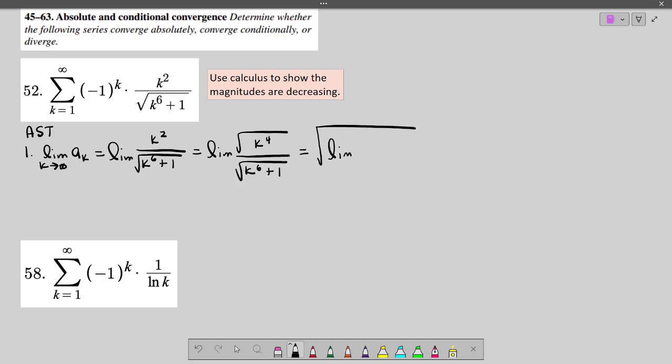In other words, you could distribute the limit to the inside. And you'd have k to the 4th over k to the 6th plus 1. And so if we just went through all the gory details, divide everything by k to the 6th. Then on the inside, we're going to end up with 0 divided by 1, which is 0. So those are the gory details of showing that that limit is in fact 0 as k goes to infinity.